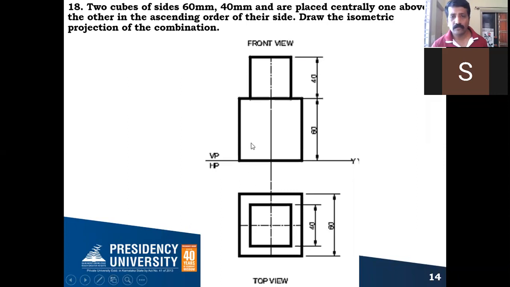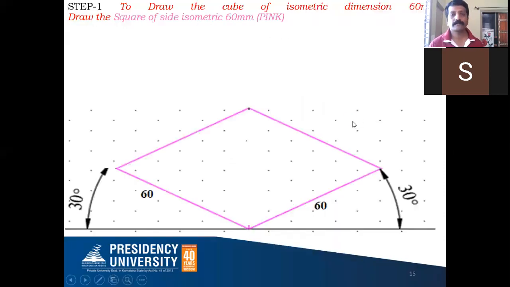You have to draw these two lines here. So you will get one square placed above the other square. In the front view you will get it like this. This is how you construct the top view as well as the front view. Next we'll go to the isometric projection.